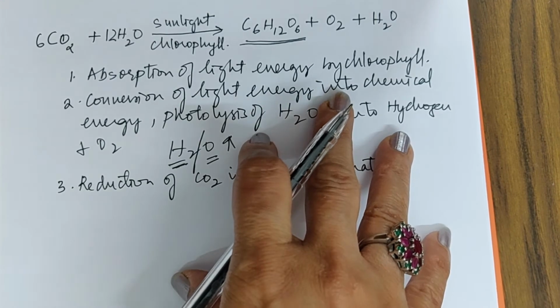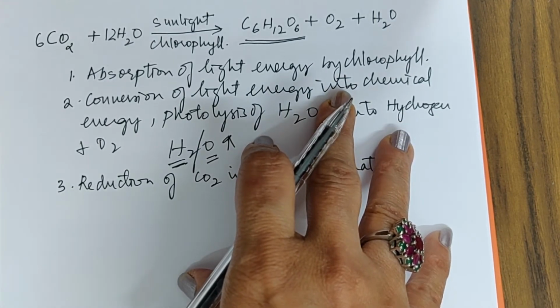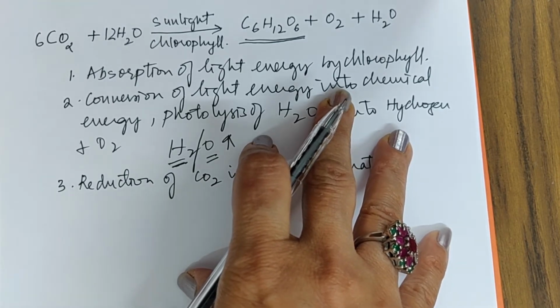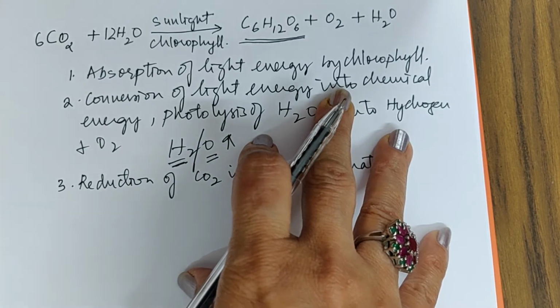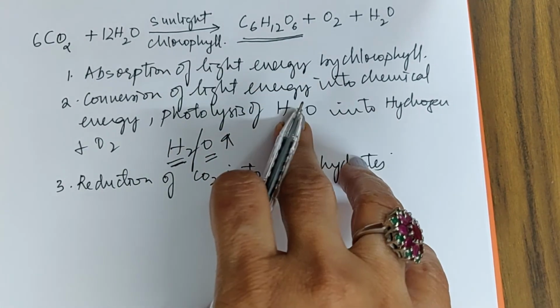So what do they do? They take up carbon dioxide at night and they prepare an intermediate which is acted upon by the energy that is absorbed by the chlorophyll during the daytime. So this is how it is completed in the case of desert plants.